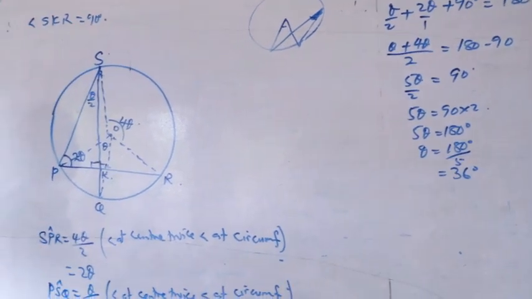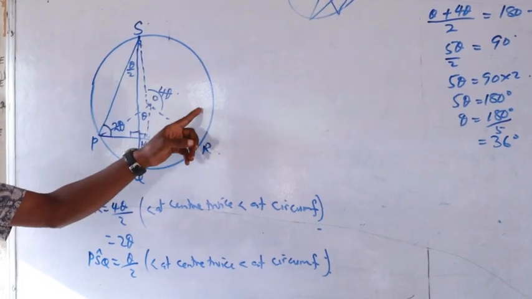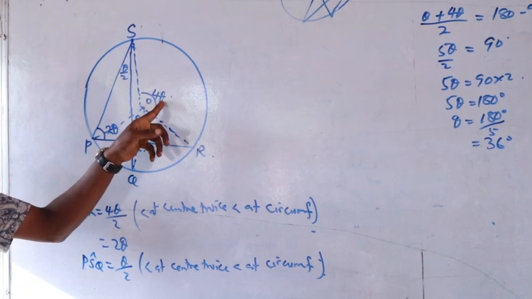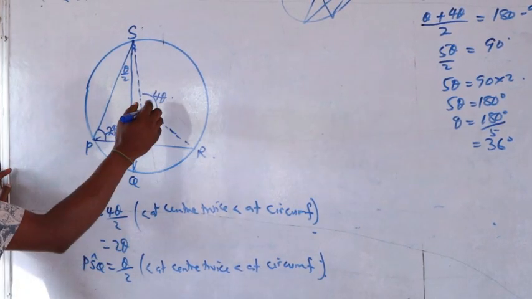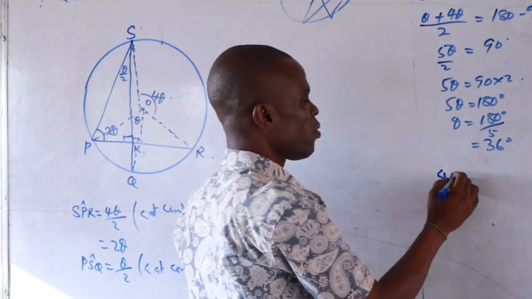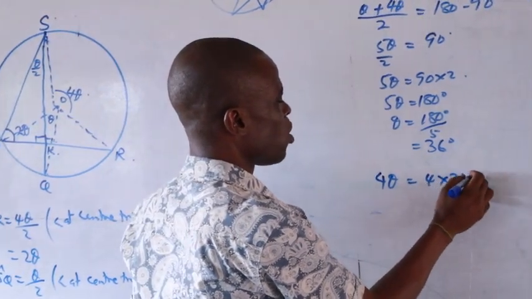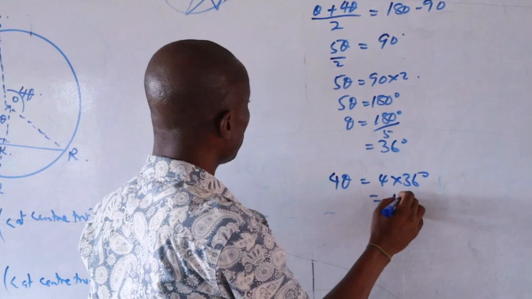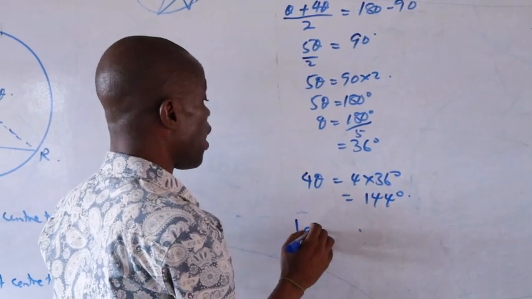Don't forget that we are looking for the length of arc SR. I can get this theta now. This angle is 4 times theta. 4 theta is now 4 times 36, and that is 144.